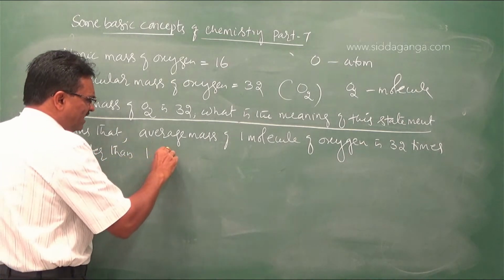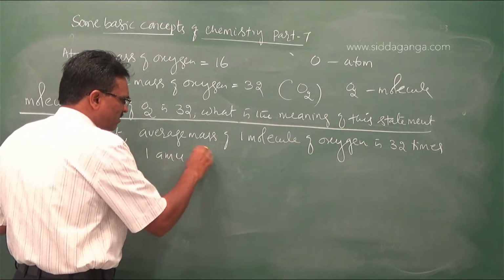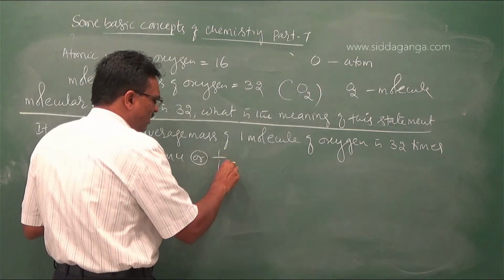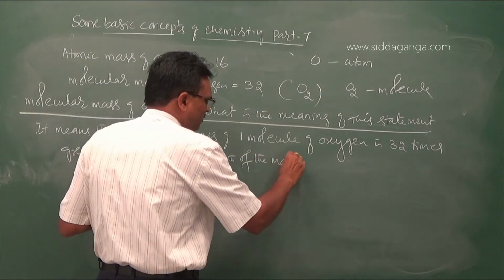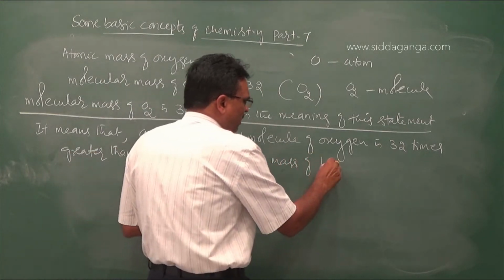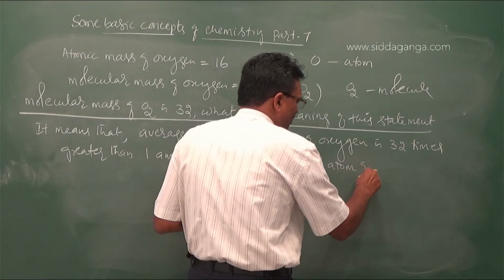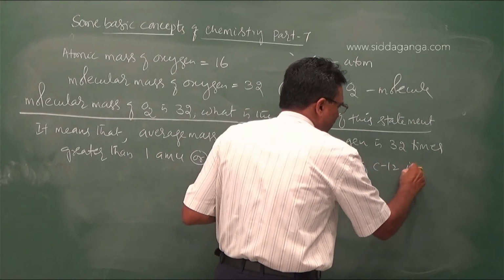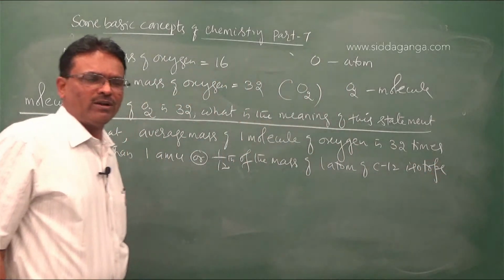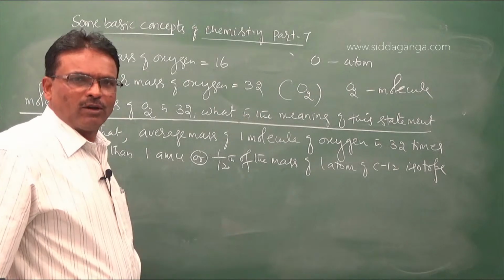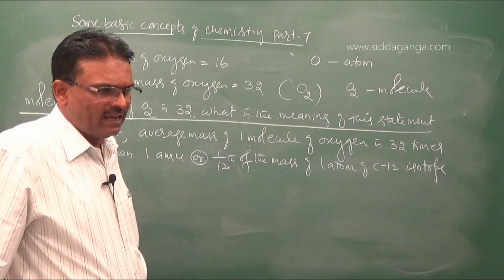1 AMU, or 1/12 of the mass of one atom of carbon 12 isotope. 1/12 of the mass of carbon 12 isotope. Clear?